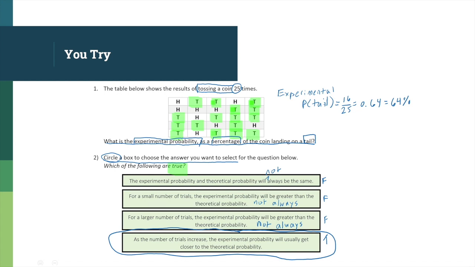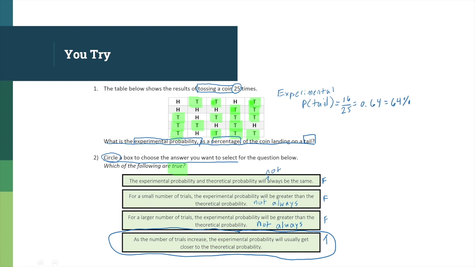Number 2, circle a box to choose the correct answer that we want to select. Did you highlight or did you underline or did you circle true? I hope so, because that's very important, because sometimes it might say not true, sometimes we might be asked for what is false, but in this case, it wants to know which of the following are true. We also want to make sure that it's not more than 1. In this case, it is only 1.